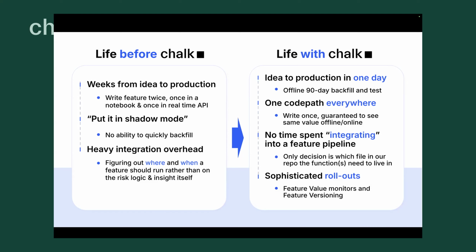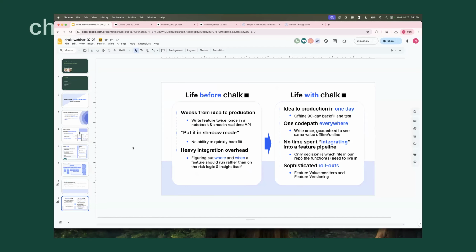And then something that's often overlooked, but if you've worked in a complicated feature platform you know what I'm talking about: there's always this issue of figuring out where and when a feature needs to run. There's a lot of operational overhead in implementing that. And Chalk, because it's built on a query engine, you basically don't have to decide that at all. They decide that for you. The only thing you're really deciding is which file it makes sense to put that in. So yeah, that's it. Let me jump into the code.